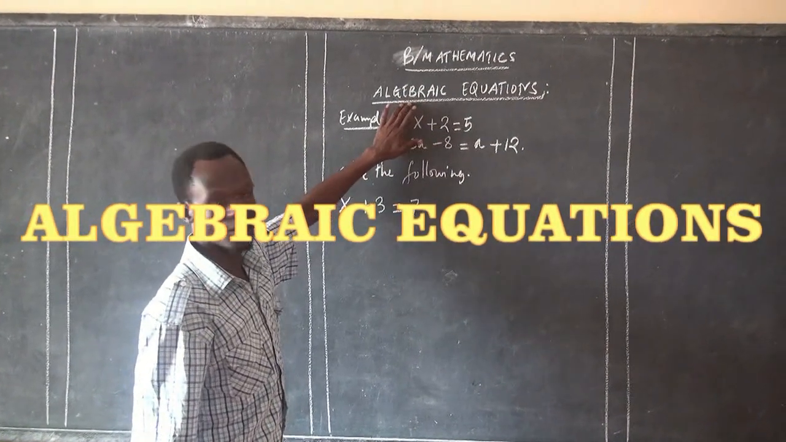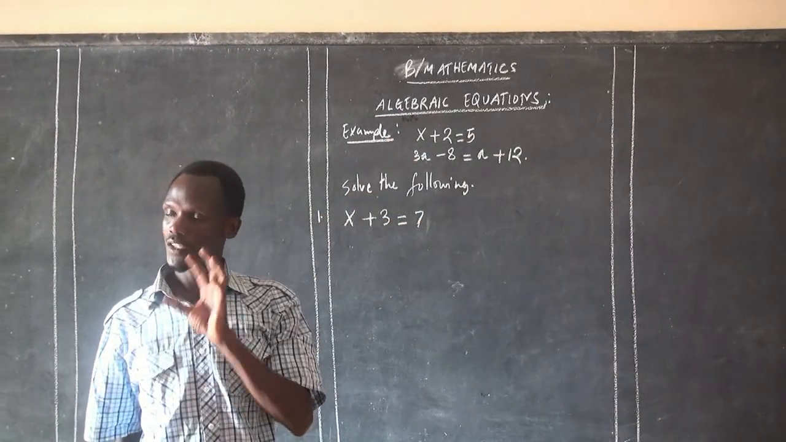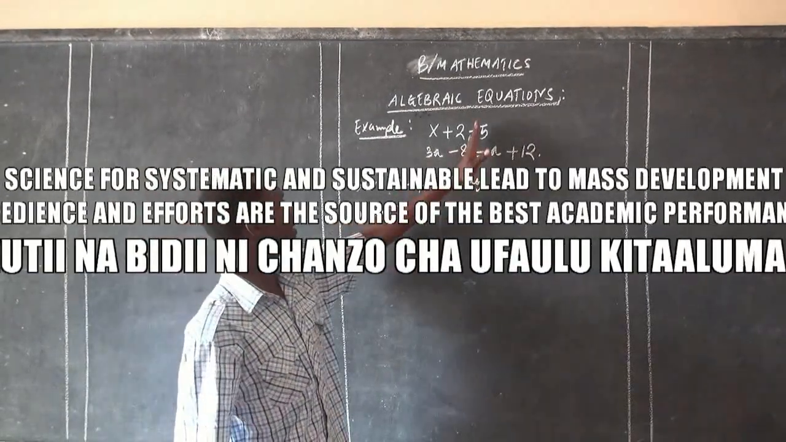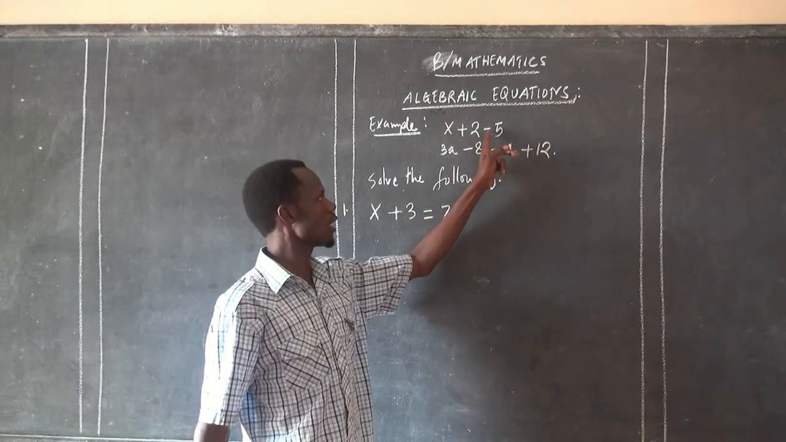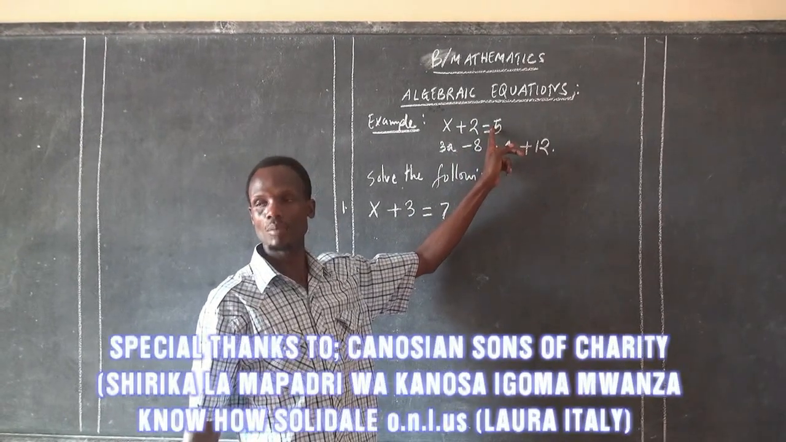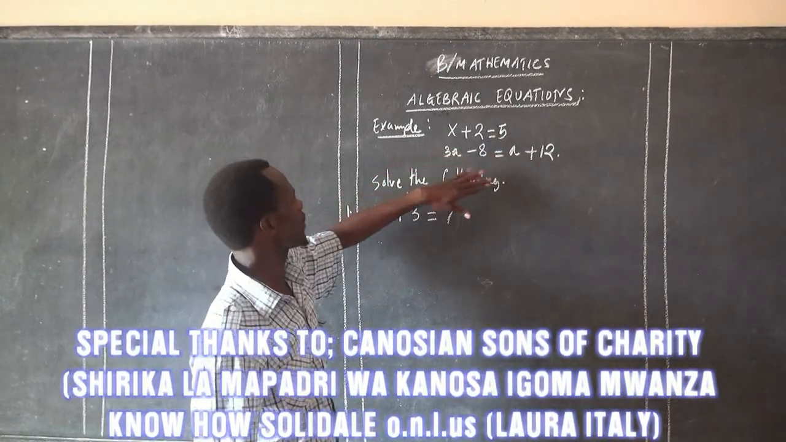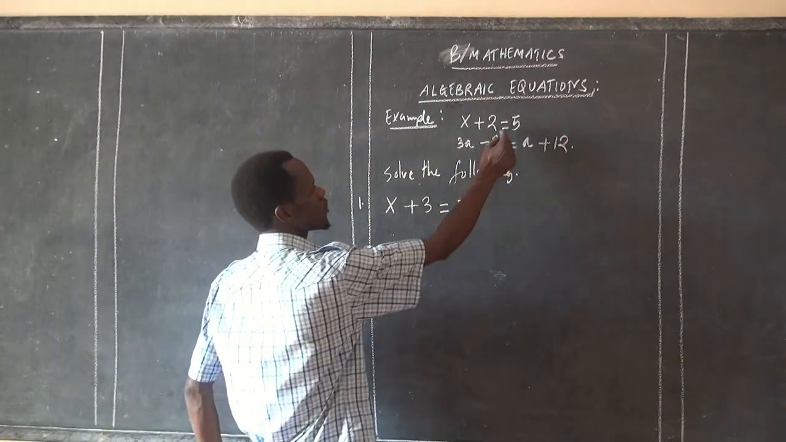Want to talk is called algebraic equation. There is something called algebraic expression and the algebraic equation. Expression is the one that has no equal sign. If you find an algebra which has no equal sign, that is called an algebraic expression, and we learned it. But now we are talking about algebraic equation. Algebraic equation is the one that has an equal sign.